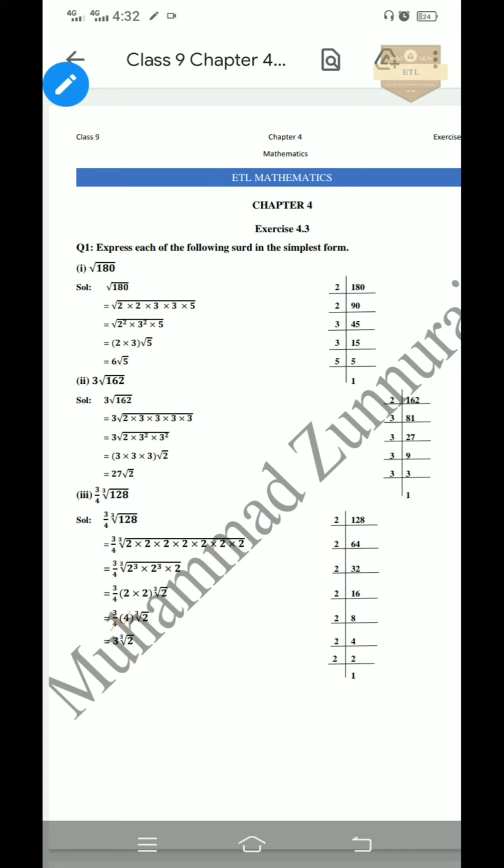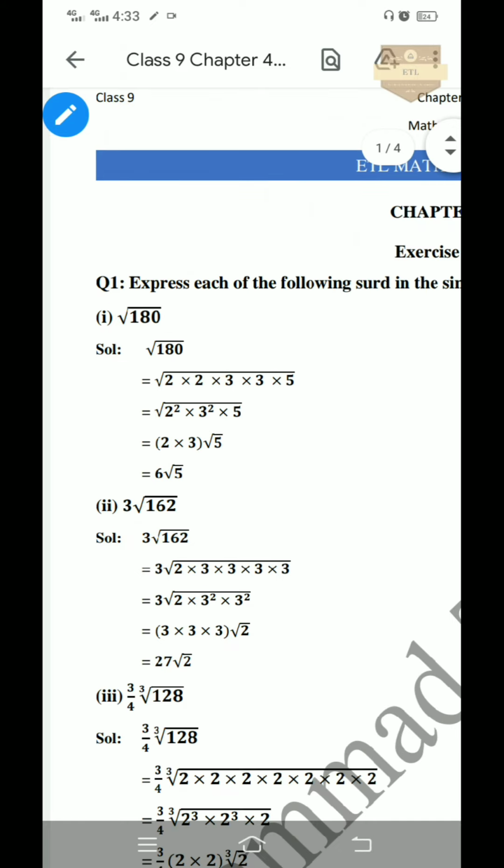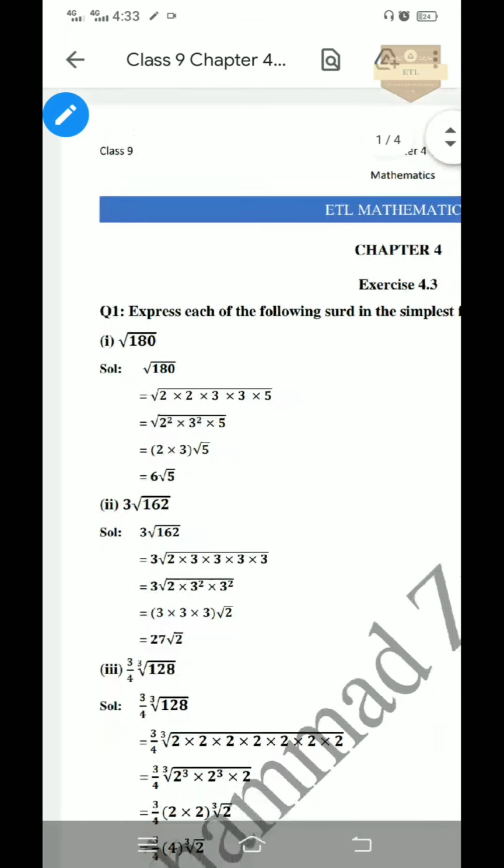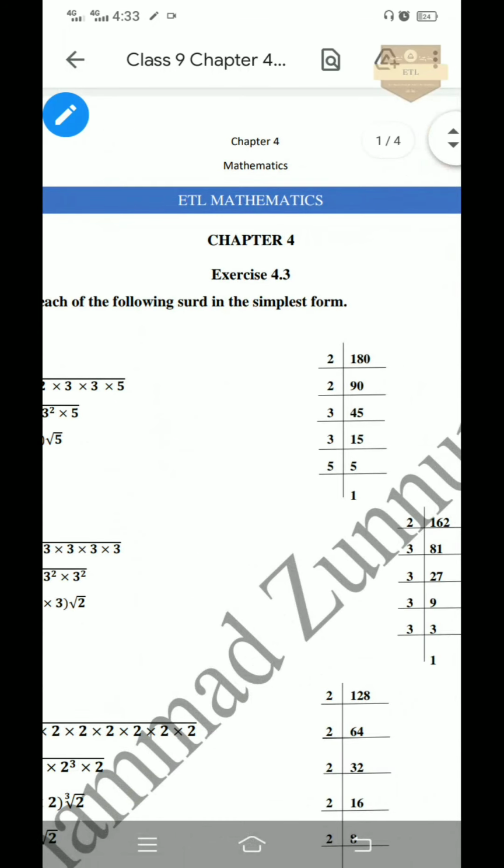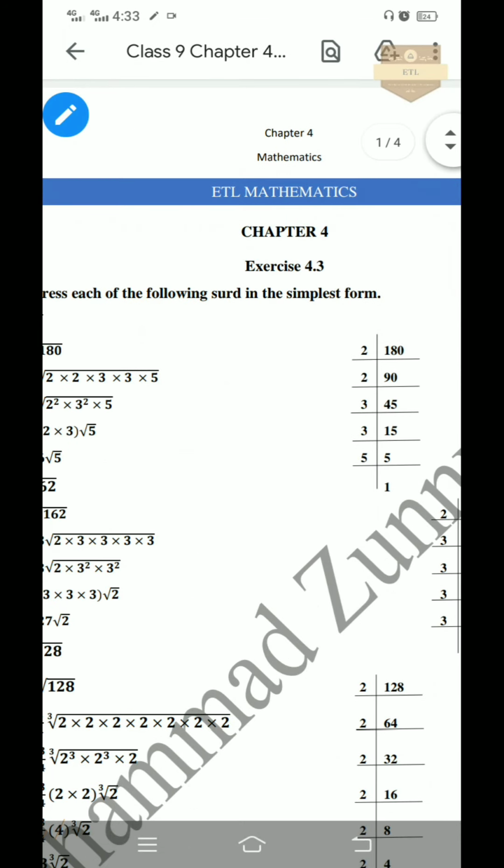In today's lecture we are going to discuss exercise 4.3. In exercise 4.3 question number 1, express each of the following surds in the simplest form. Here we have to simplify √180. So we have to make the prime factors of 180, which are 2, 2, 3, 3 and 5.